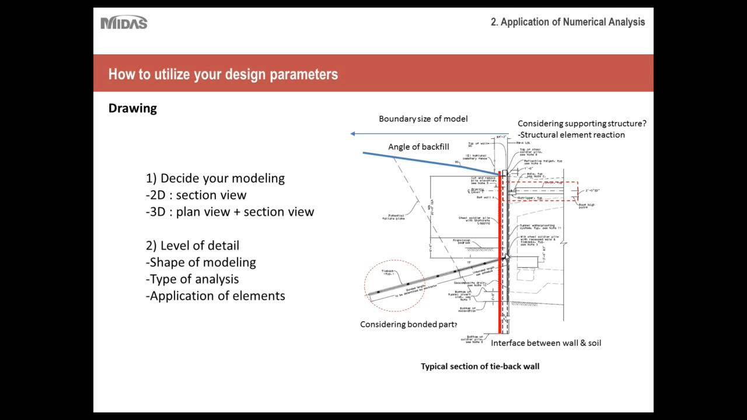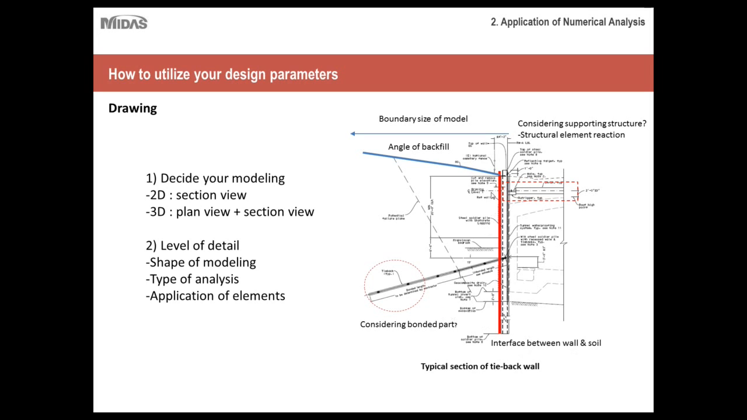Okay, then the level of detail. As you can see to the right here, this is a very detailed drawing. But as far as your numerical model, there may be certain things that you want to omit just for the sake of simplicity. For example, if you have a soil structure interaction type project, you would definitely need to get the interface between the soil and the wall. You need to consider bonded parts.